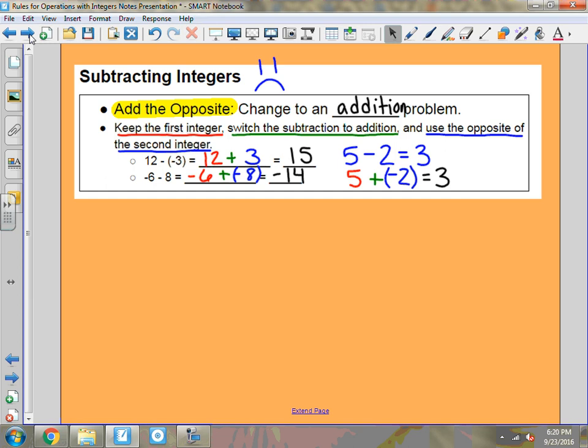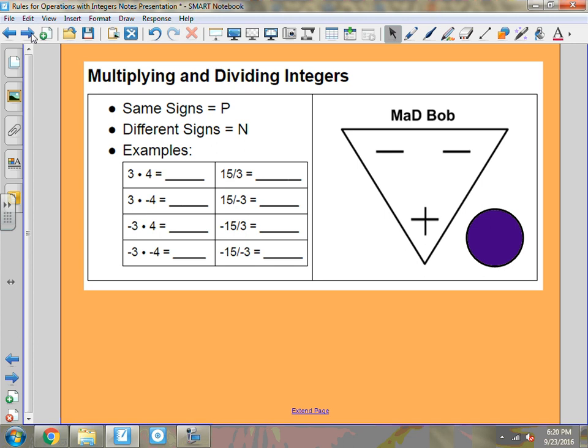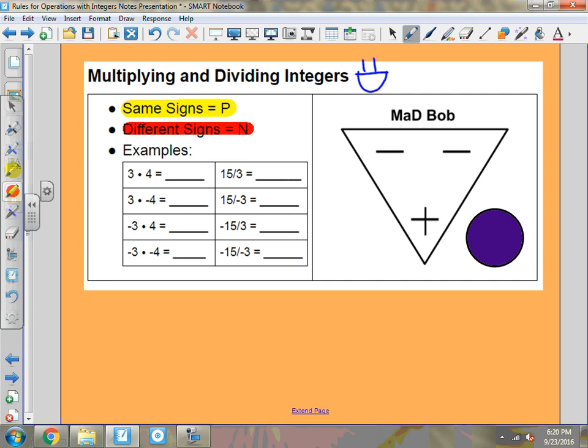Now we're going to move on, and we're going to talk about multiplying and dividing integers. Multiplying and dividing integers is probably the easiest, I think, you'll get, because there's a pattern, and all you have to do is follow the pattern. So, same signs, that means if they're both positive, the answer is positive. If they're both negative, the answer is positive. Okay? If the signs are the same. If they're different and there's one negative and one positive, whether you're multiplying or dividing, the answer is going to be negative.